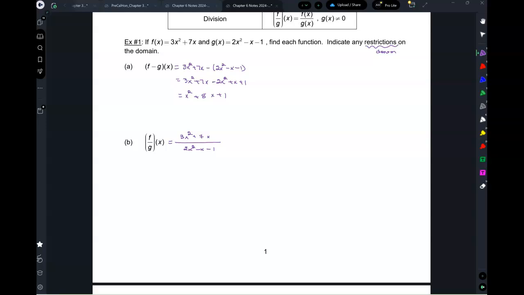Okay, now we have a denominator with a variable in it. So now we have to come up with the restrictions. The restrictions are all of the points where the denominator equals 0. How do we find those points? I take the denominator and set it equal to 0. Now it becomes a quadratic equation like in chapter 4. Factor.